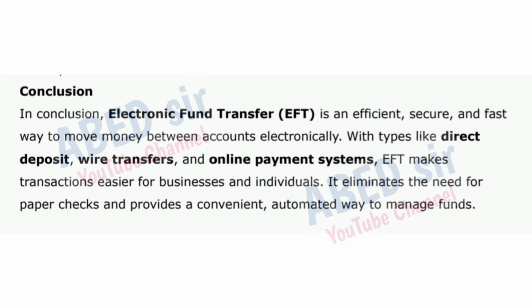Conclusion. In conclusion, electronic fund transfer, EFT, is an efficient, secure, and fast way to move money between accounts electronically. With types like direct deposit, wire transfers, and online payment systems, EFT makes transactions easier for businesses and individuals. It eliminates the need for paper checks and provides a convenient, automated way to manage funds.